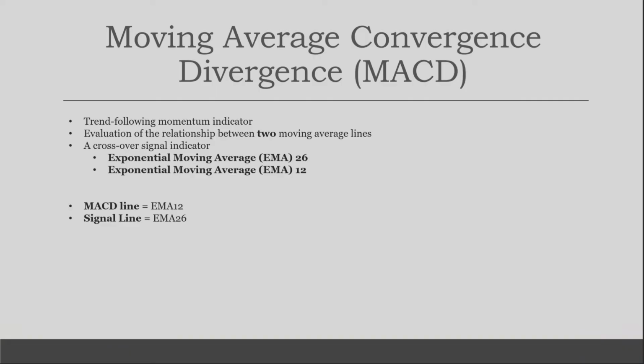The next type of technical indicator is known as the moving average convergence divergence, better known and almost always known as the MACD. The MACD is a trend following momentum indicator. What the MACD does is it evaluates the relationship between two moving average lines. If you don't know what the moving average is, I'll explain it in the next lesson. What's important to note down for the time being is that the MACD is a crossover signal indicator.